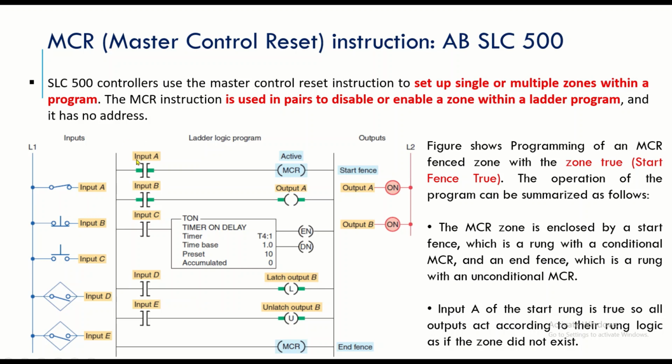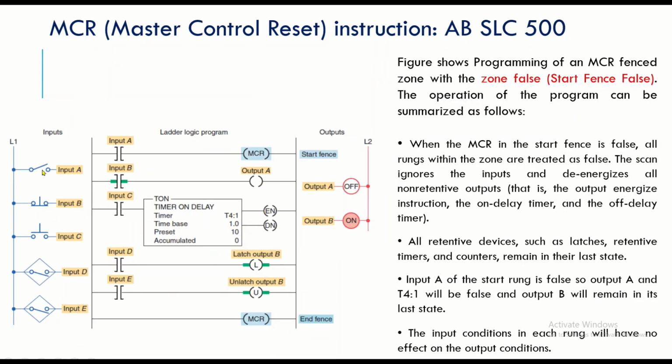Now you see, if input A is true, that means if it is energized, then the entire rung will be operating. Output A will be on, output B will be on, and the timing operation will be on as well. Now suppose we have opened input A, that means this switch is now open. Although input B is in contact right now because it is a push to off switch, normally closed, you can find the output is off. The output is off because the MCR is now deactivated. There will be no operation by the timer as well.